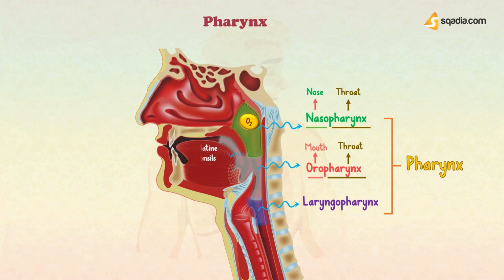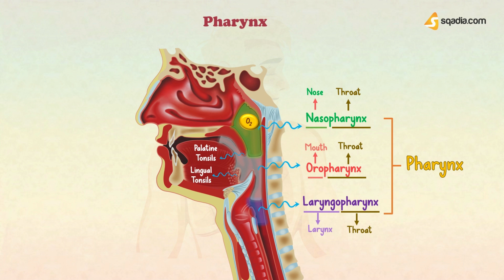And the third part of the pharynx is laryngopharynx. That passes dorsal to the larynx and connects to the esophagus. Now notice here that it's only the air that makes its way through the nasopharynx, while both food and air pass through the oropharynx and laryngopharynx.